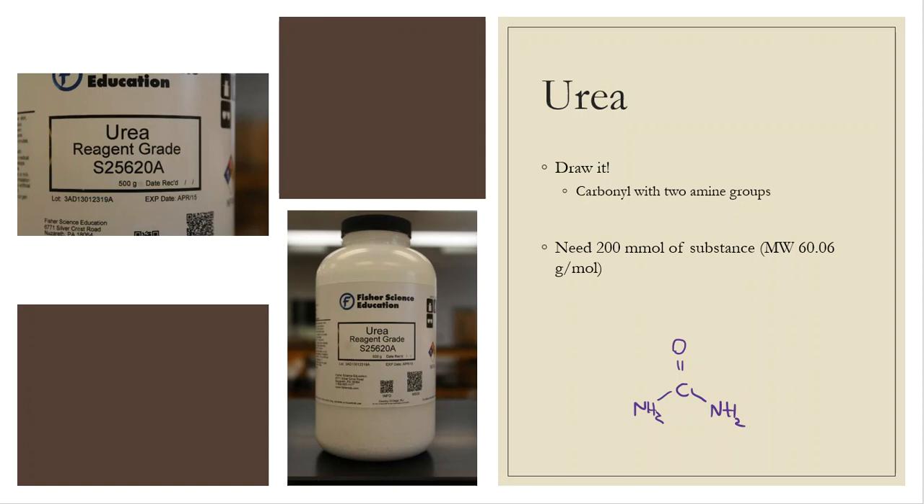The urea that we used in this experiment was from Fisher Science again. And the lot number is going to be here on the front of the label. Again, it's very tiny. I'll call it out. It's 3AD 130-123-19A. What's funny, though, is that it also has an expiration date, and that was April of 2015.